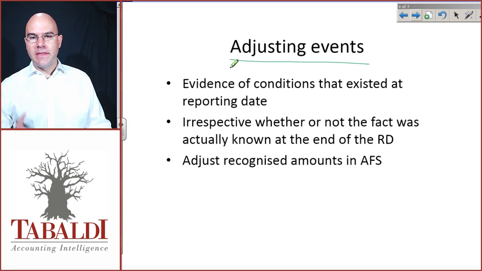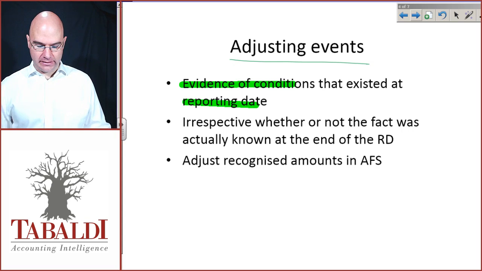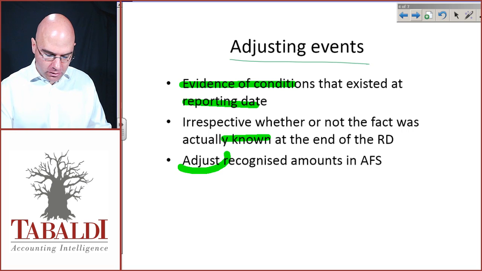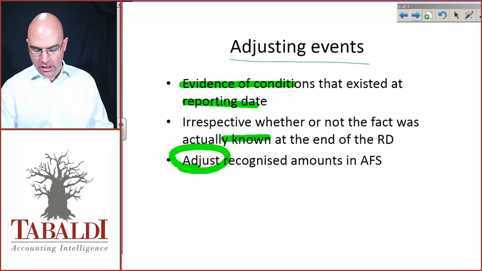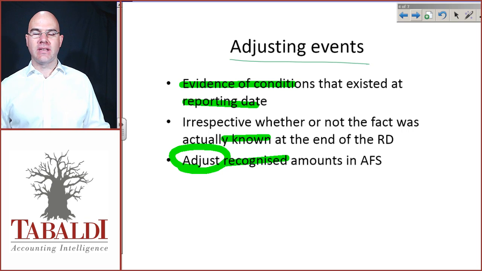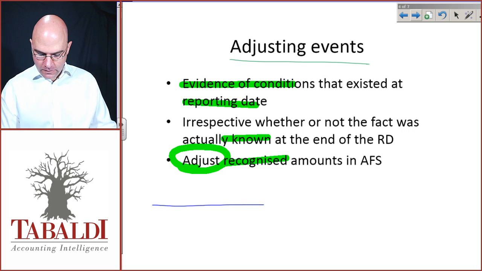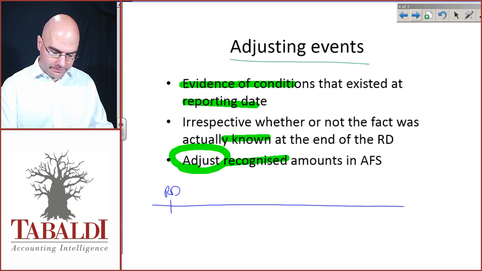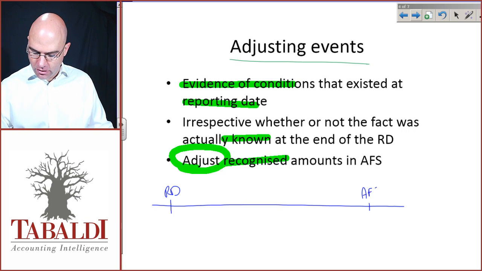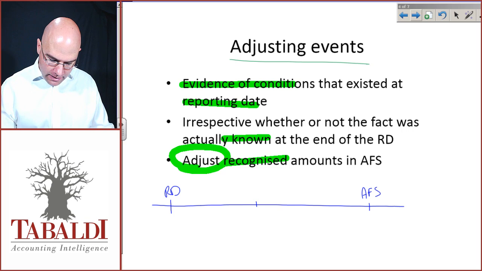For adjusting events, there must be evidence of conditions that existed at reporting date, irrespective of whether or not the fact was actually known at the end of the reporting period. And as I mentioned a short while ago, you will actually adjust the recognized amounts in the annual financial statements. There will be a change in the statement of financial position, balance sheet, or a change in the statement of profit and loss and OCI.